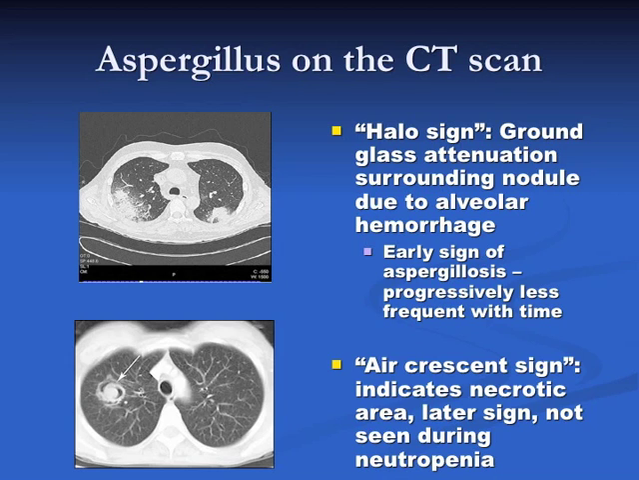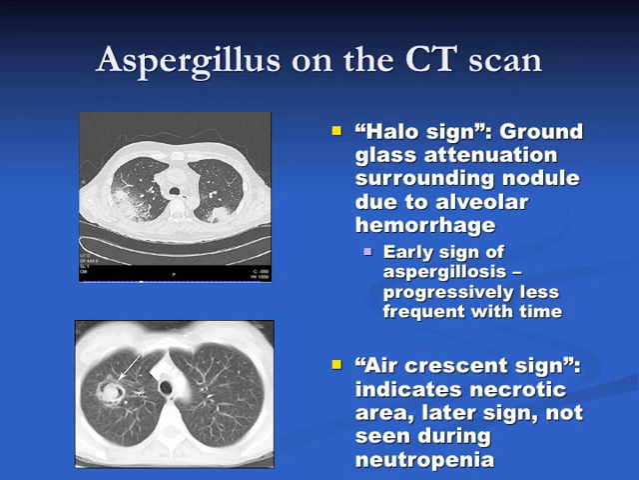Okay, so what do we see on the CAT scans? Well, on the top is a nice example of the halo sign, right? So you see these nodules with a ground glass attenuation surrounding them. And this is due to alveolar hemorrhage. This is an early sign of aspergillosis and is progressively less frequent with time if you repeat these CAT scans. So you don't have to have the halo sign in order to have invasive pulmonary aspergillosis.